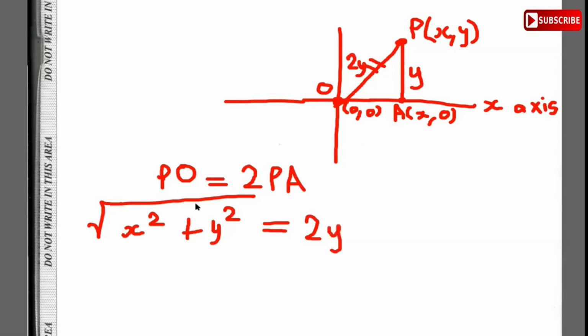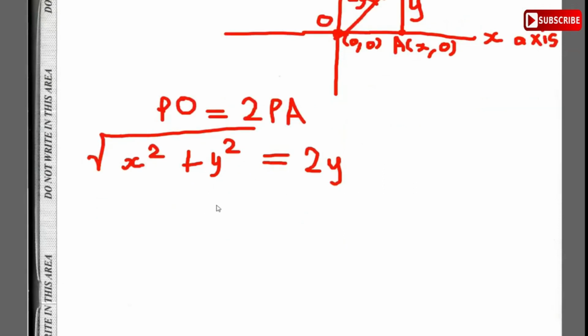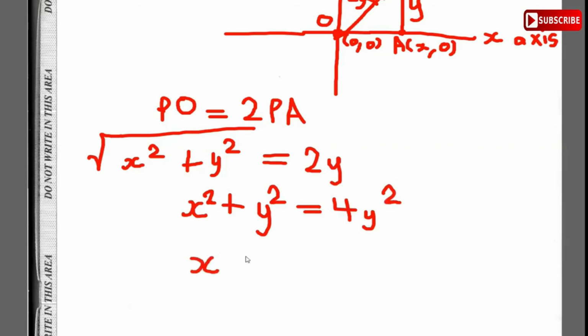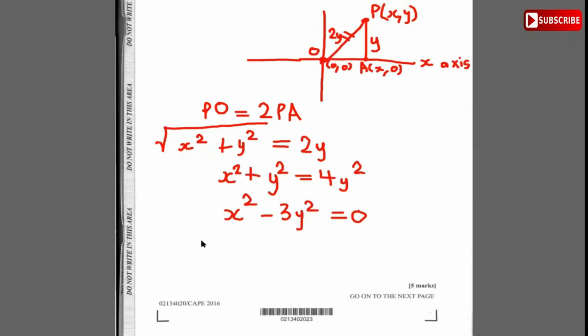Okay. And so we can square both sides and say that x squared plus y squared is equal to, when I square both sides, 4y squared. Then I can subtract 4y squared from both sides to get x squared minus 3y squared equals 0. That's the locus. This is the locus of P. All right, nice and easy.